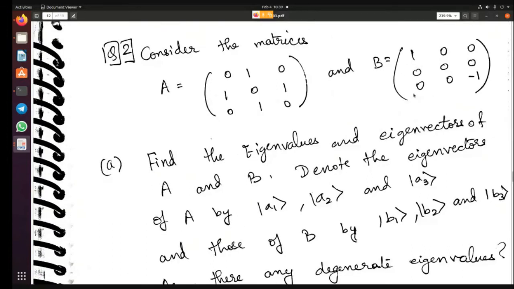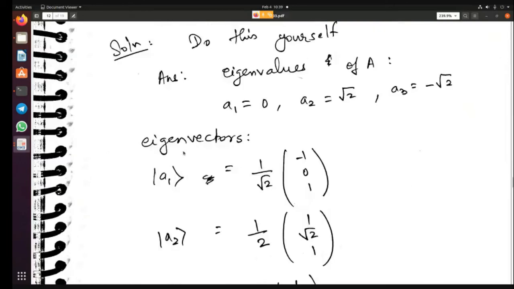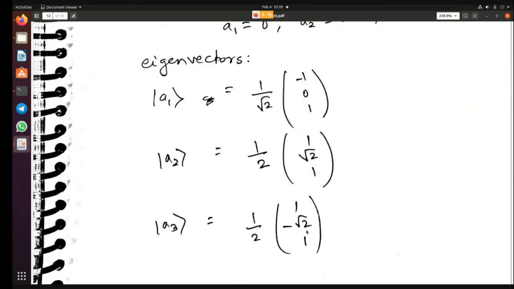You know how to find the eigenvalues and eigenvectors of the matrices, so I'm not really going into that. Once you have found them, you can check whether any two eigenvalues of A are the same, and for B also. If they are the same, then you call them degenerate. You can do this yourself. I'm just telling you the final answer. The eigenvalues of A turned out to be 0, √2 and -2, and the eigenvectors turned out to be these three column vectors.